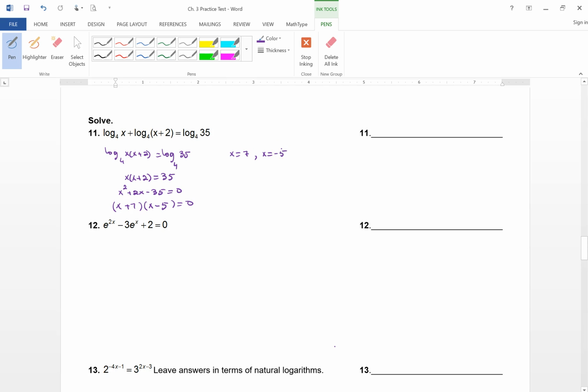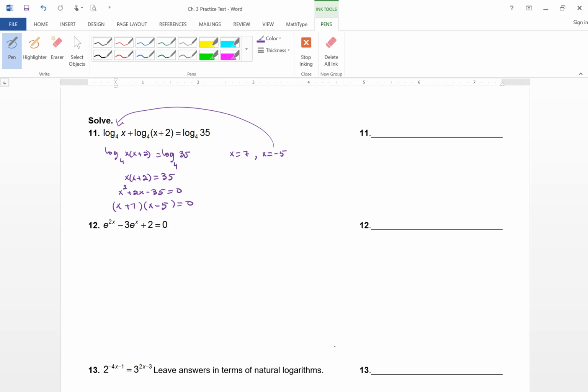Clearly, though, the negative 5 does not work, because if I put negative 5 in here, I have a log of a negative number, which never works. Okay, Brittany. Why is it negative 5 and 7? It should be negative 7 and 5. No, positive 7 and negative 5, because I need a positive 2 here. Then the answer would be negative 7. The sign switches.